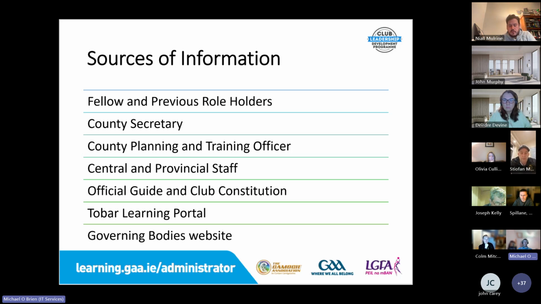So the resources are all available for you to complete your tasks. Never be afraid to ask. As I said, never be afraid to contact the county secretary. It's their role to support you. You should never be sitting in a room saying, I can't ask that. They've heard it all before, and they've heard a lot simpler questions than anything you can think of. They'll answer you with respect, and they'll support you going forward.